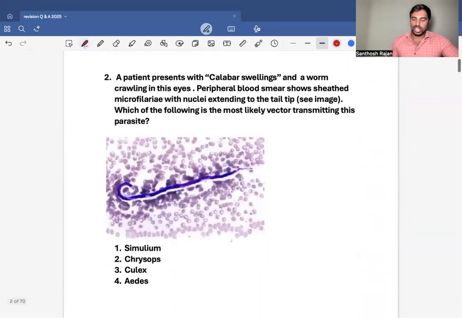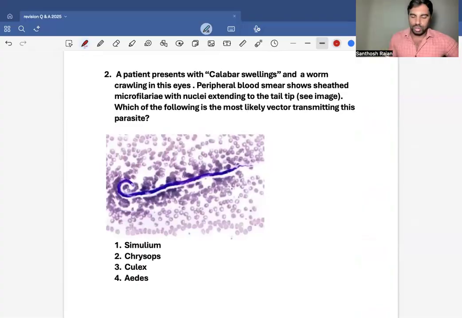Now, second question. Again, we are starting with parasitology only. Another important question they're going to ask is a patient presenting with a Calabar swelling. Already given the clue, Calabar swelling is given. Now, a worm crawling in the eye. A worm is also crawling in the eye. Two points are already given. So this itself is enough to say Loa loa. I'll tell you how to remember Loa loa.